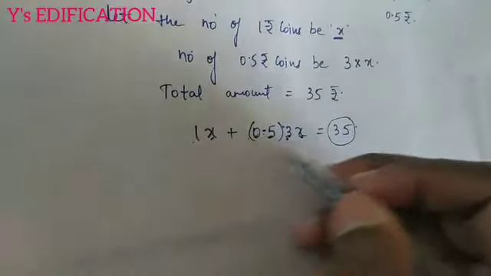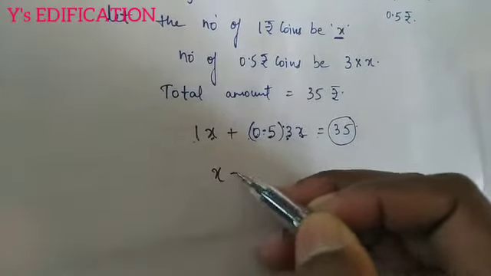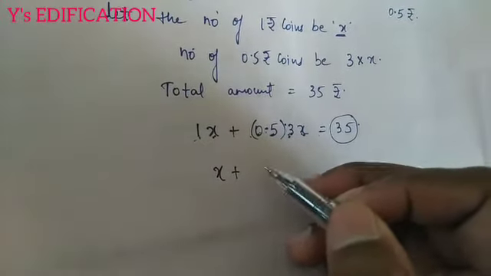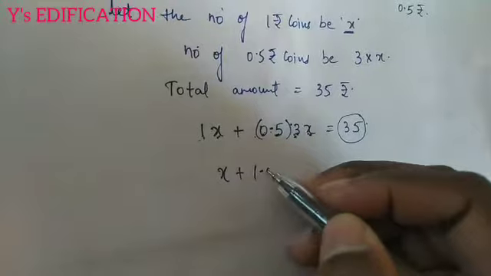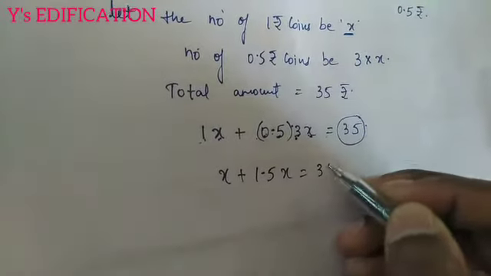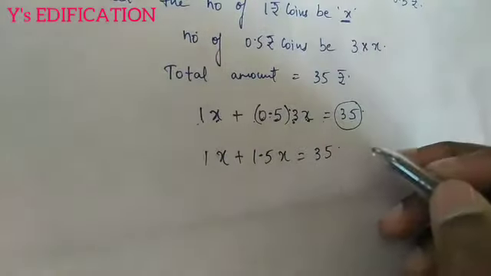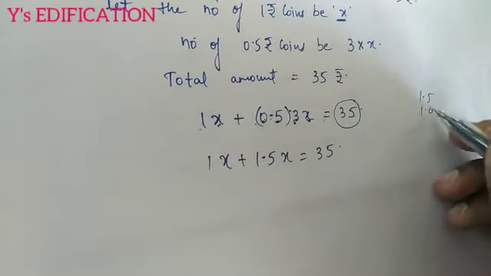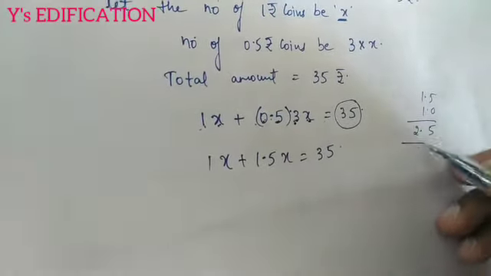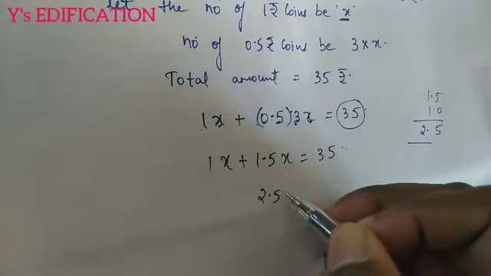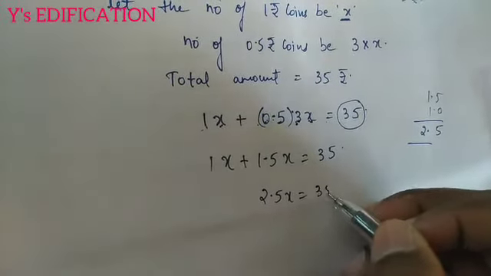So now let's solve this. 1 into x is x, plus 0.5 into 3 is 1.5x, equal to 35. Now add 1.5 and 1. It is 2.5. So 2.5x is equal to 35.